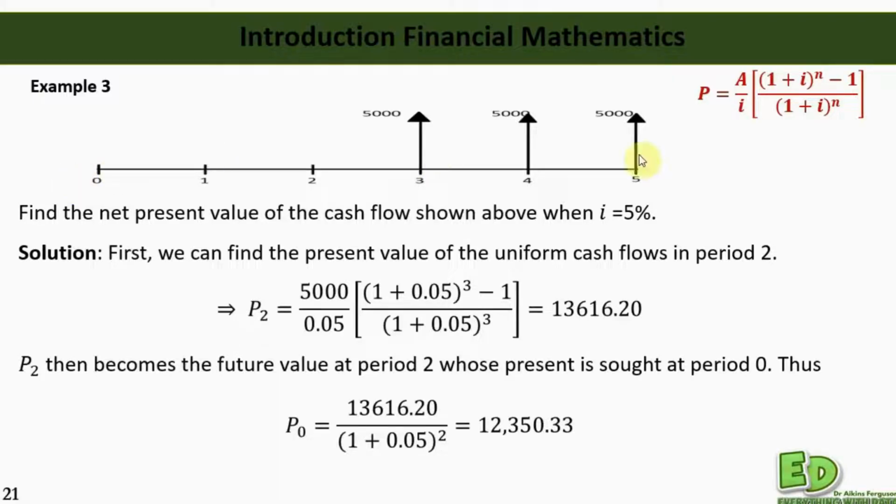Another example here. We have the cash flow diagram here. We have nothing here for year 0, this is the present value, nothing for year 1, and nothing for year 2. In period 3, you are receiving an inflow, 5,000, 5,000, 5,000. It becomes a uniform amount.